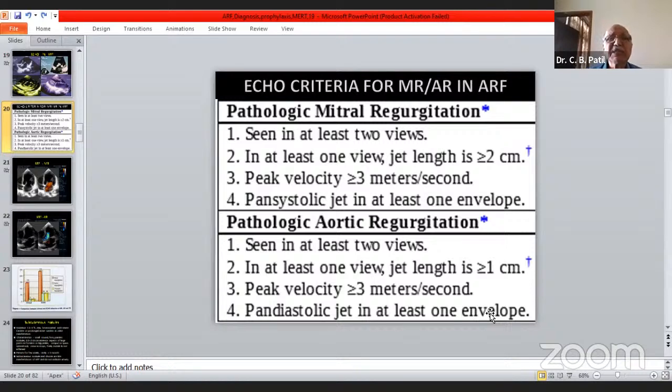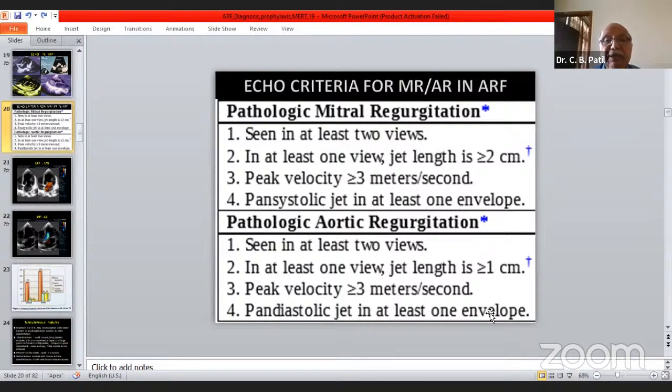Because sometimes very small jets can be seen physiologically. That's why you must detect: is it pathological? What is pathological mitral regurgitation? It is seen in at least 2 views. In at least 1 view, jet length should be more than or equal to 2 centimeters. Peak velocity should be more than 3 meters per second. A pansystolic jet in at least 1 envelope should be there.